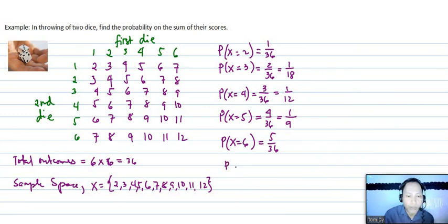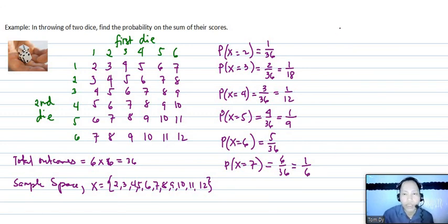How about the probability when x is equal to 7? So when x is equal to 7, how many 7's do we have? 1, 2, 3, 4, 5, 6. So that is 6 over 36, and they are divisible by 6, so that is 1 over 6.